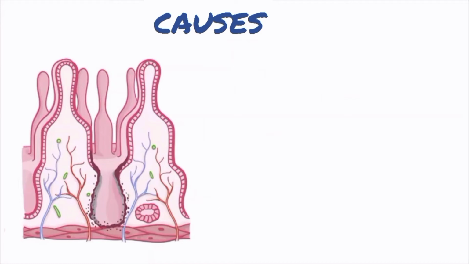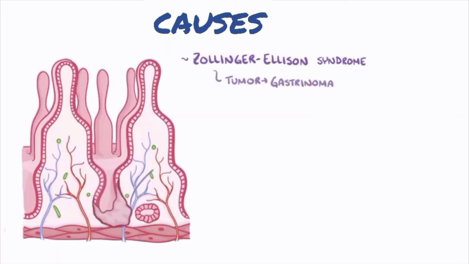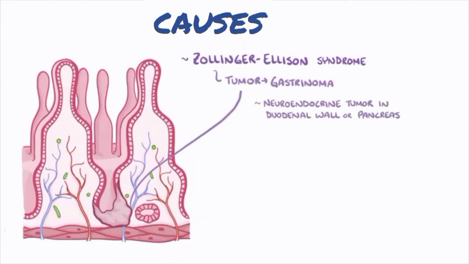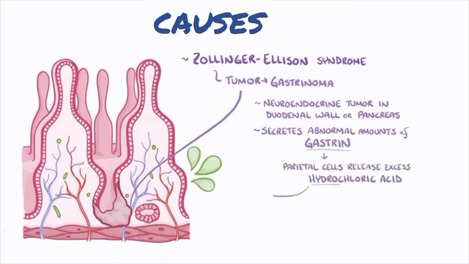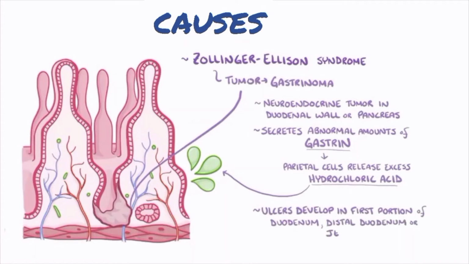A rare cause of peptic ulcer disease is Zollinger-Ellison syndrome, which is due to a tumor called a gastrinoma. A gastrinoma is a neuroendocrine tumor that is typically located in the duodenal wall or pancreas and thus secretes abnormal amounts of gastrin. Gastrin stimulates parietal cells to release hydrochloric acid, which overwhelms normal defense mechanism and allows ulcer to develop in the first portion of the duodenum or even the distal duodenum or jejunum.